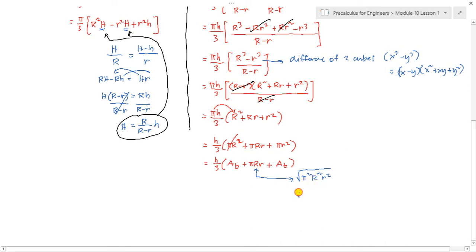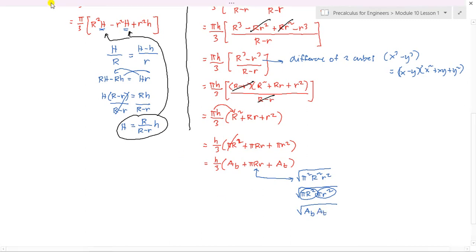Because here, it is separated. One pi goes with capital R squared, and the other pi goes with small r squared. Here, this is just equal to the square root of this pi r squared. This is just the area of the base. And the pi r squared here for small letter pi, small letter r, that's just the area of the top.